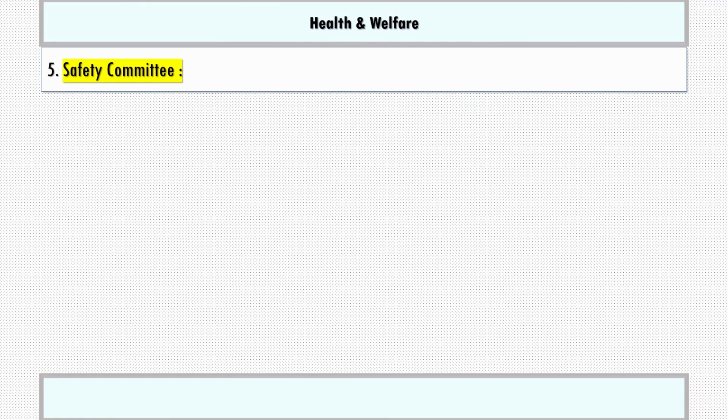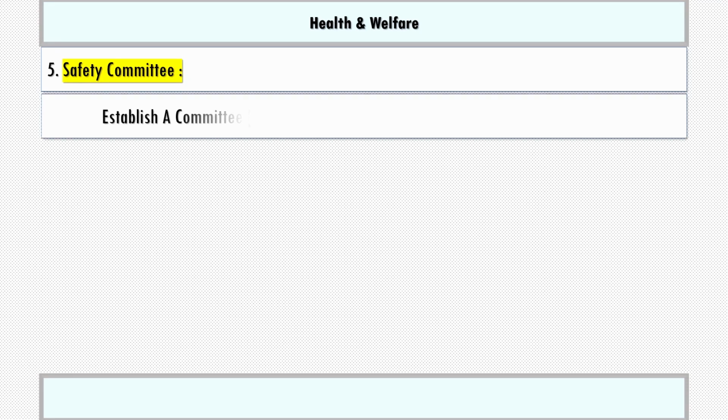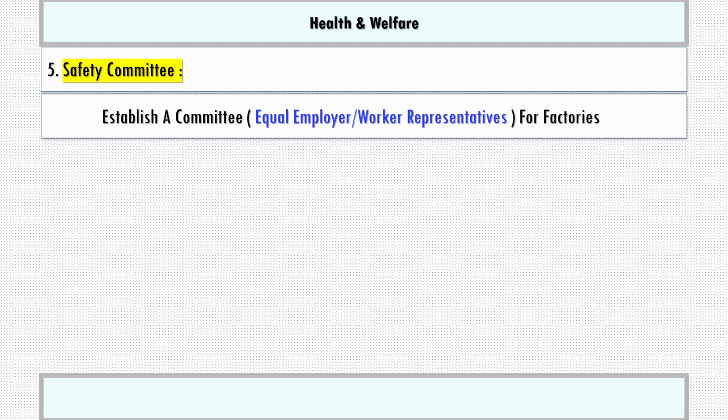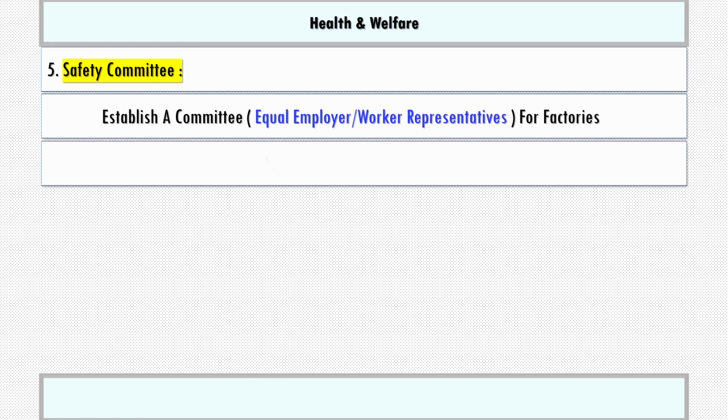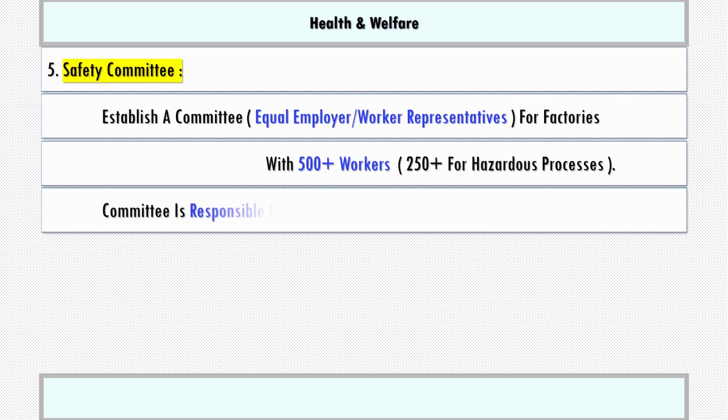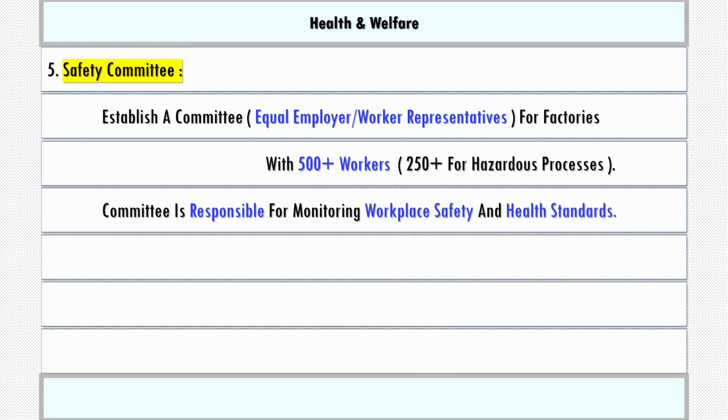Establishing safety committee is the fifth set of health and welfare measures. A safety committee to be set up for factories with 500 and more workers, and for hazardous processes for 250 and more workers, with equal representation for employer and worker. The committee is responsible for monitoring workplace safety and health standards.